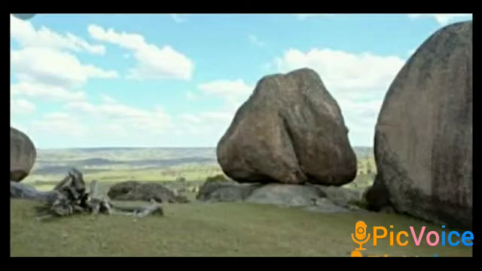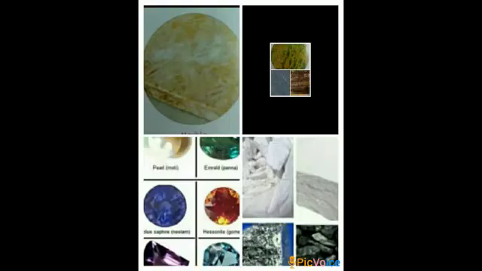When rocks break into tiny pieces, they form soil. Then fine pieces of soil are called clay. Then what is sand, children? Sand is a type of loose soil. It is used to make houses. Children, rocks are of many kinds. We dig out rocks that are useful to us.